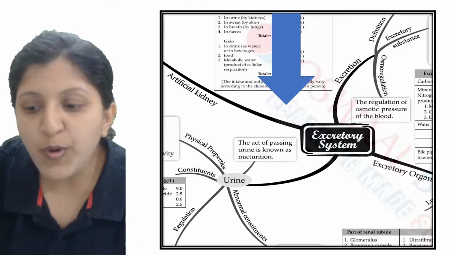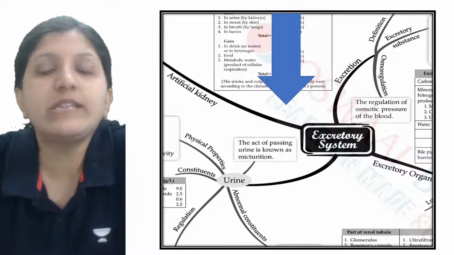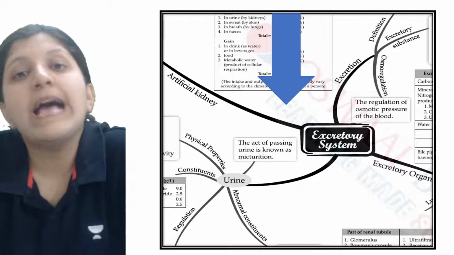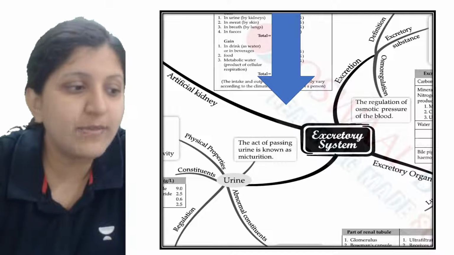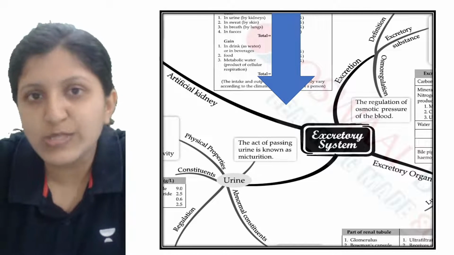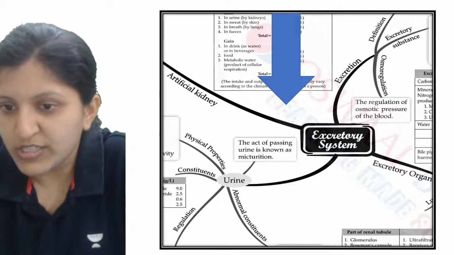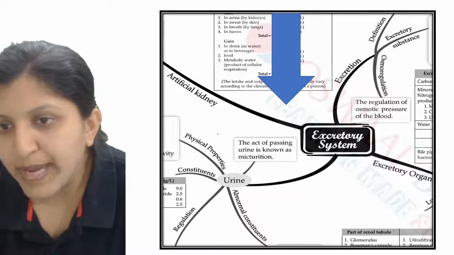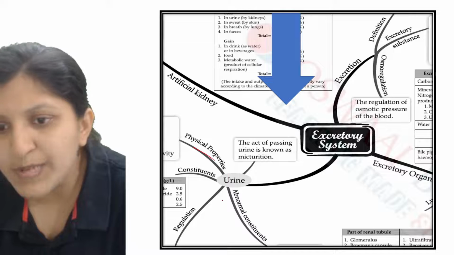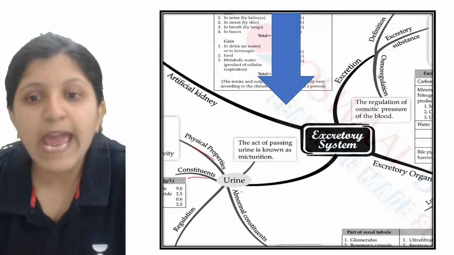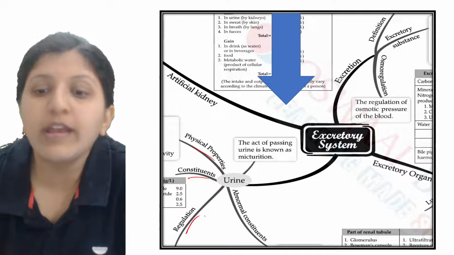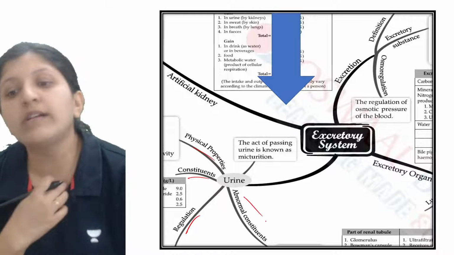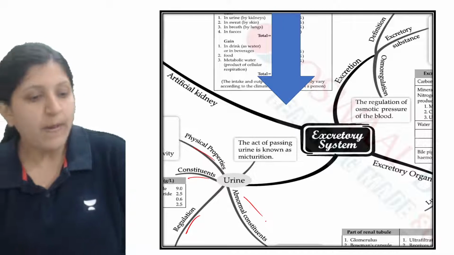Okay, so osmoregulation: when we mention maintaining this water balance as well as salt balance, that is the mineral balance, that is called osmoregulation. So here, the urine, you can see the physical properties are mentioned, and what are the constituents, the regulation and the abnormal constituents. So all these are mentioned.